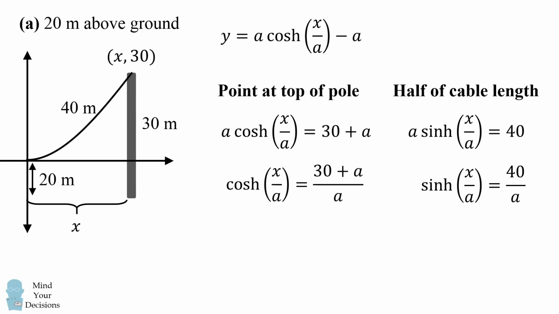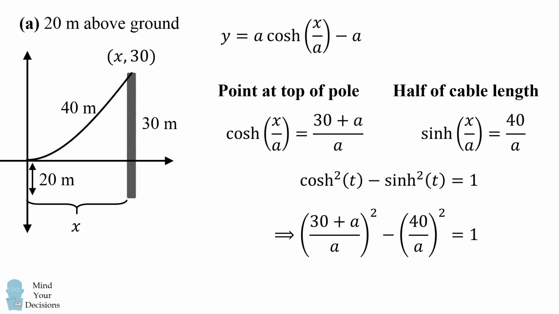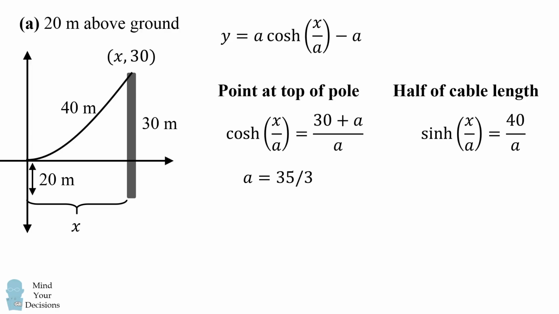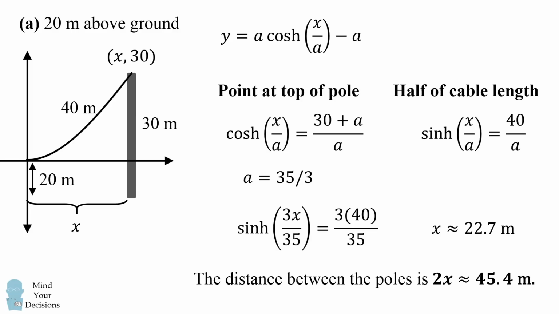Now we can use the hyperbolic identity that the cosh squared of t minus the sinh squared of t is equal to 1. So we substitute in the values we've just derived, and we can solve for this value of a as a quadratic equation. We get that a is equal to 35 over 3. We now figured out this unknown parameter, and we can then use it in our second equation with sinh to solve for the value of x. And we end up that x is approximately equal to 22.7 meters, which we will then double to get the distance between the two poles as 45.4 meters.